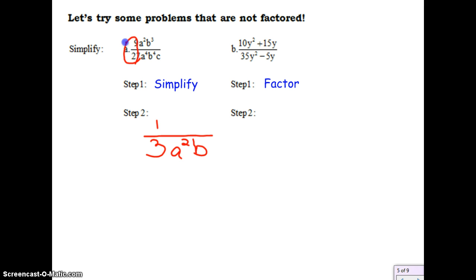And then I also have this c. There's no other c, so the c remains in the denominator. I have nothing else to do. I can't simplify any further, so I know that I have simplified as far as I can.